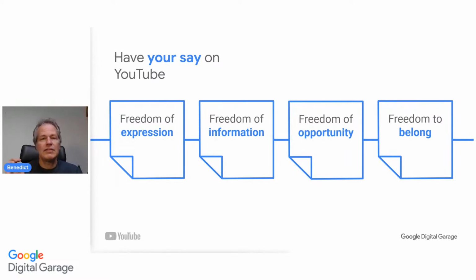And then the third one is freedom of opportunity. On YouTube, anyone can follow their passion and create something that everyone can watch. Now, everyone should have a chance to be discovered, build a business, and succeed on their own terms, and that people, not gatekeepers, decide what is popular.